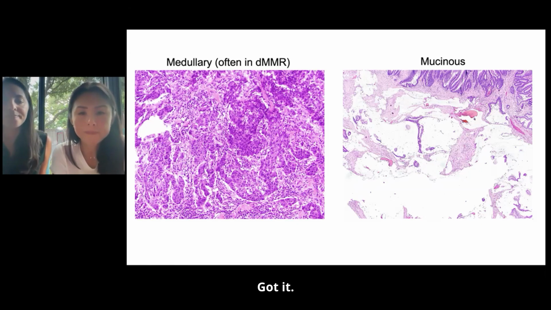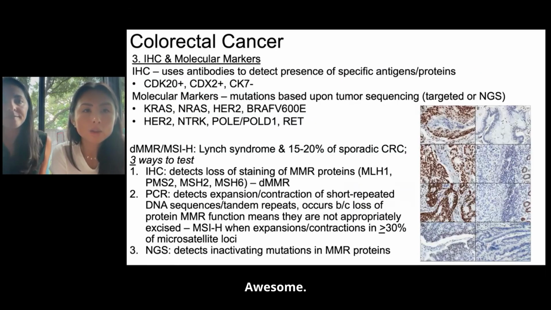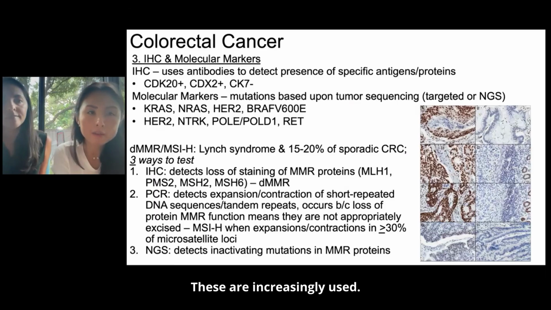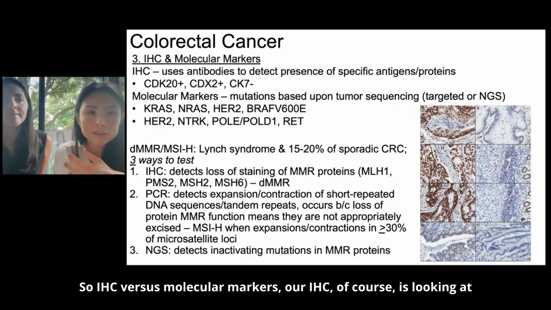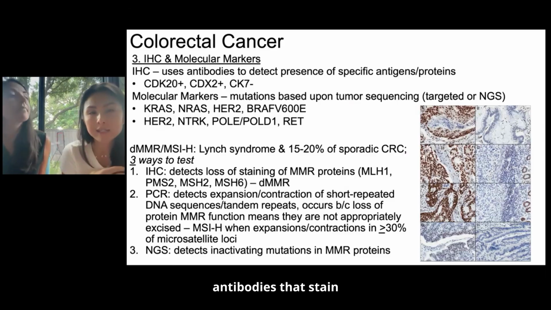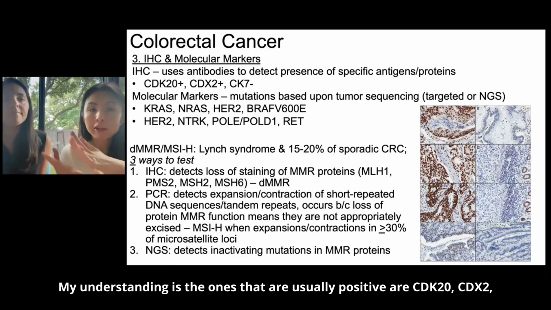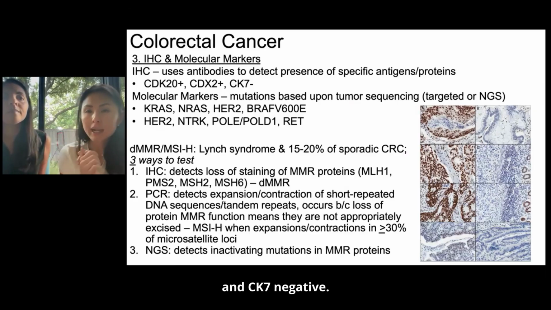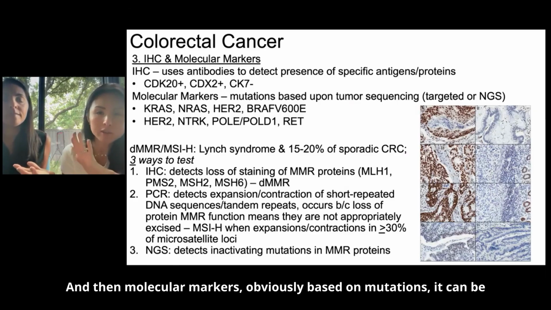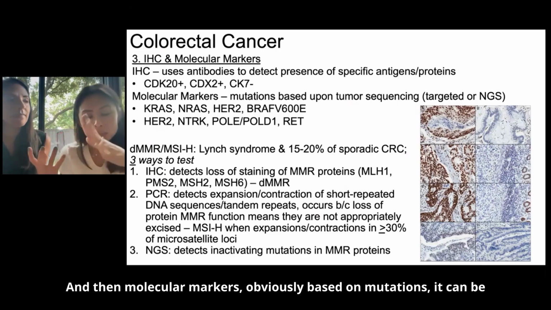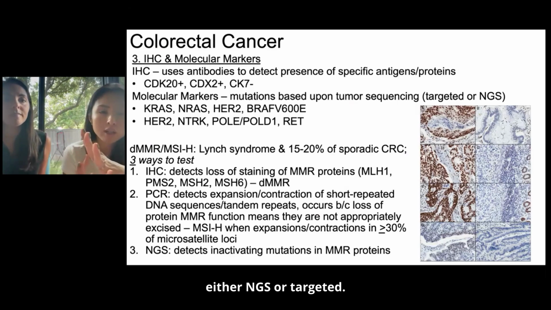Okay. Awesome. All right, so let's talk about molecular markers. These are increasingly used. So IHC versus molecular markers. IHC, of course, looks at antibodies that stain specific antigens or proteins. My understanding is the ones that are usually positive are CDX2 and CK20, and CK7 negative. And then molecular markers are based on mutations, and it can be either NGS or targeted.